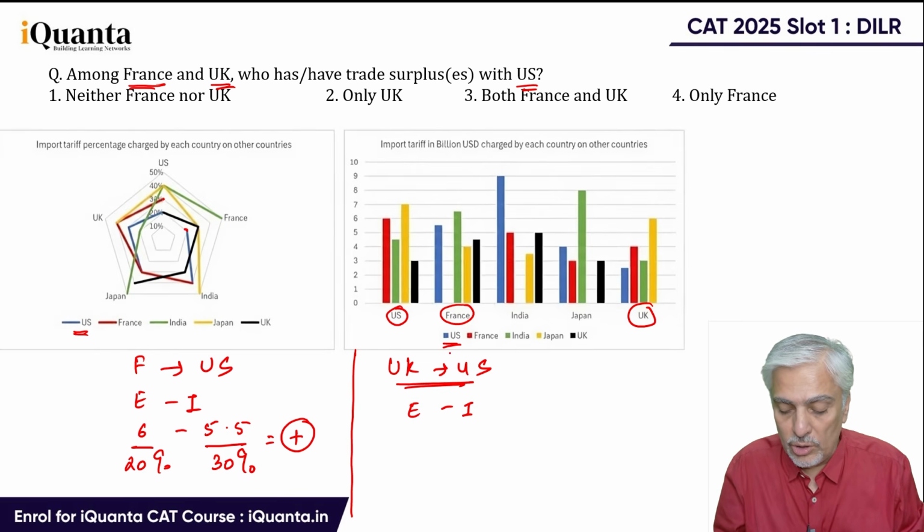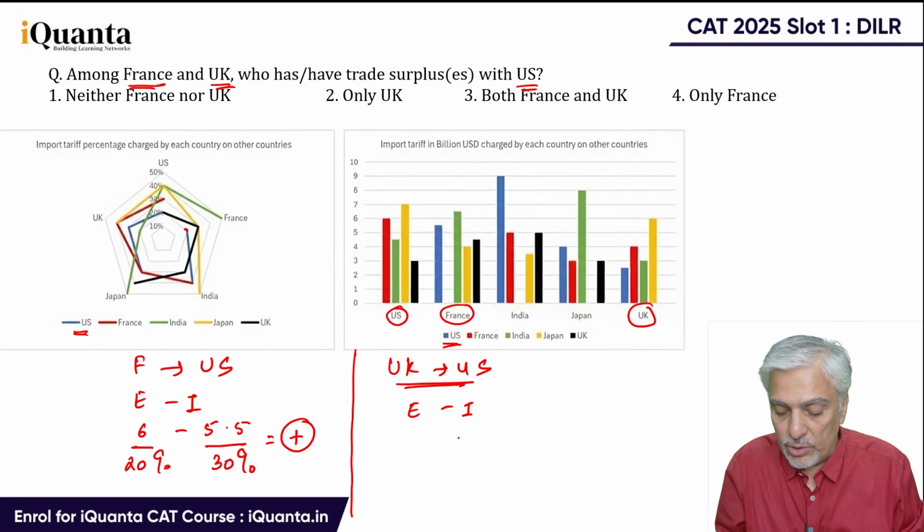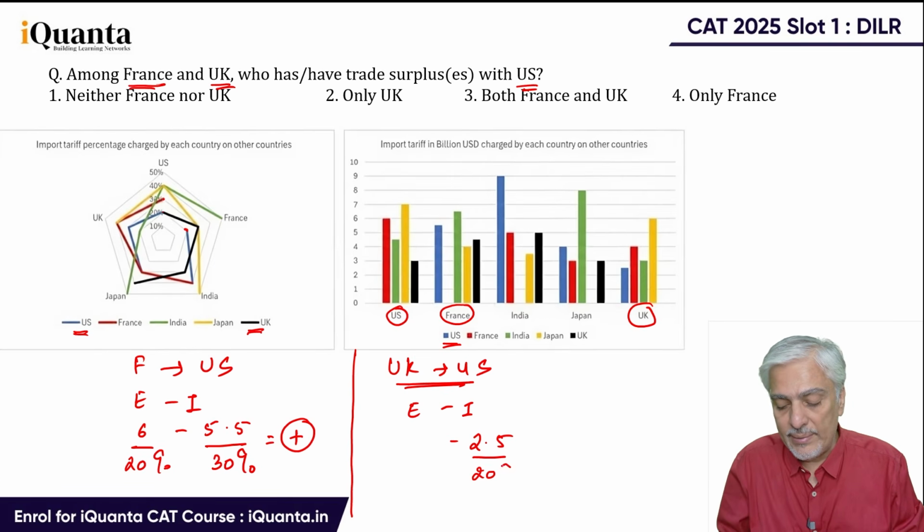Now UK for US. US is blue color. If you notice this number, this is approximately what? 2.5. So this is 2.5. And what is the percentage? UK is over here, black color. In US, it is charging 20%. So this will be 20%.